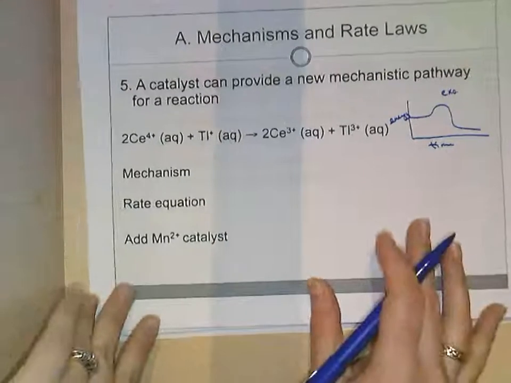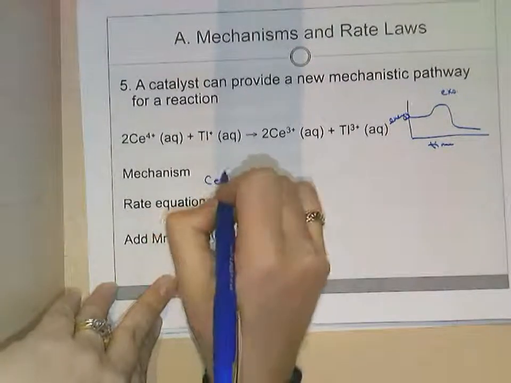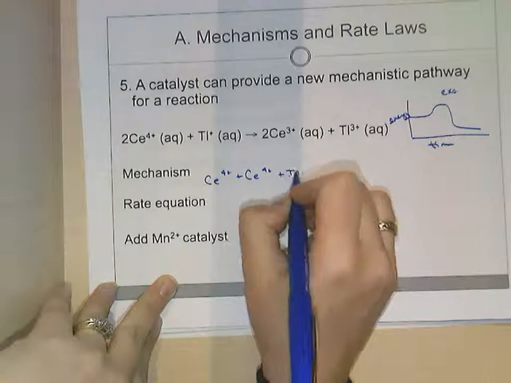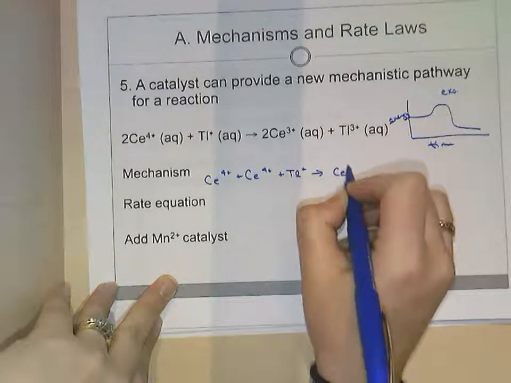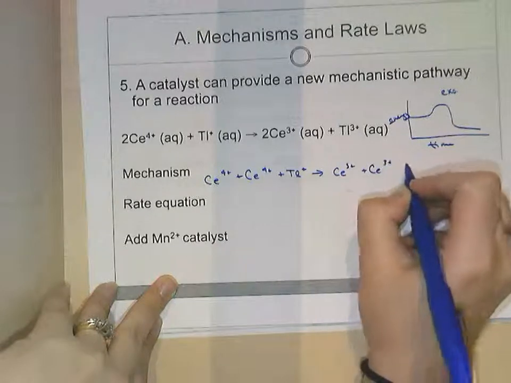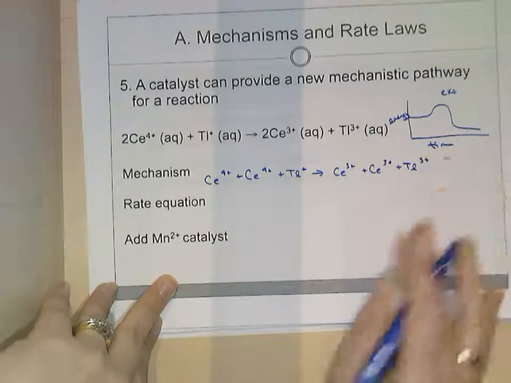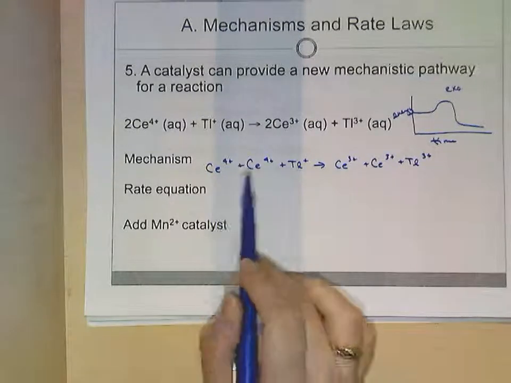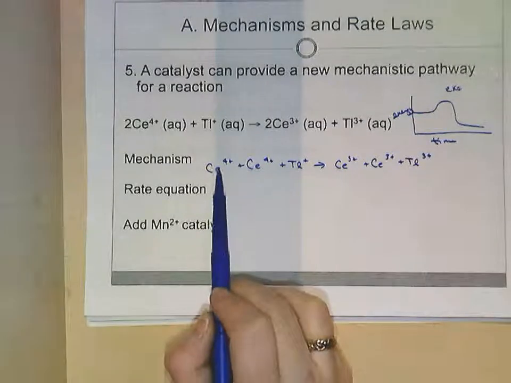Let's say I do some work in the lab and I figure out the way it goes is something like this. All right. Looks just like the net reaction. I just split them up to make it more obvious. How many molecules do I have reacting together? I have 3, right? 3 things interacting. 1, 2, 3.